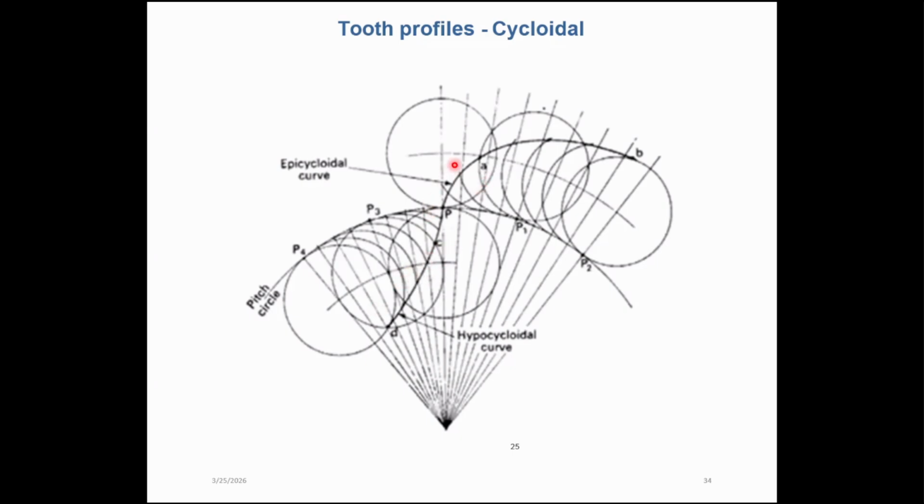Our main focus should be given to this profile only. The epicycloidal curve from here to here, pitch circle diameter to addendum, and from here to here, pitch circle diameter to the dedendum. We have this type of feature, right? And you can also notice that we have convex and concave shapes, right?